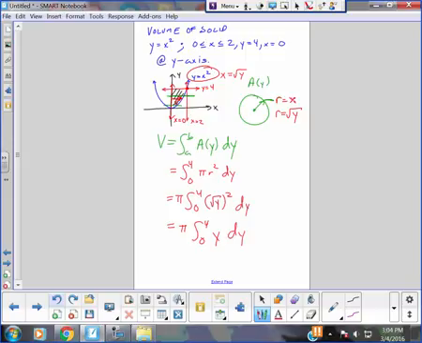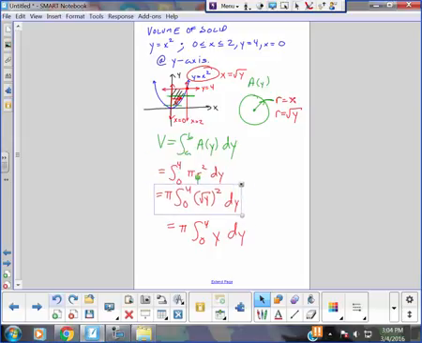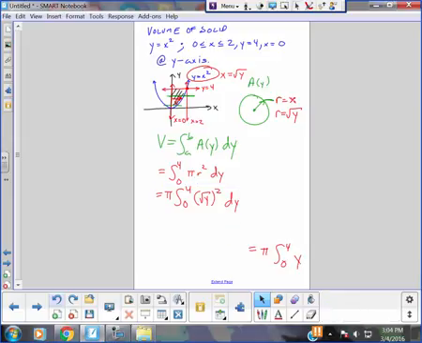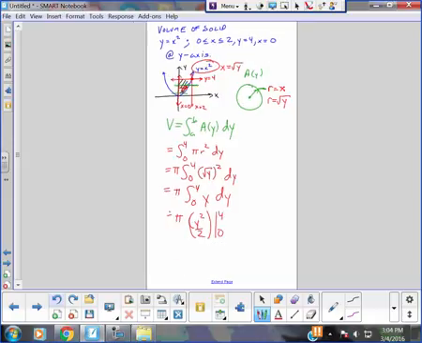So now I have to do some antiderivative work here. It does not have a plus c because it is a definite integral, not indefinite. All right. So what I get is pi times what? y squared over 2 from 0 to 4. Pi times 4 squared over 2 minus 0 squared over 2. So 16 divided by 2 is 8, right? So everybody, the answer to this problem is 8 pi. That's the volume of that solid.